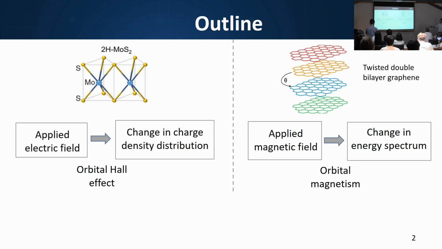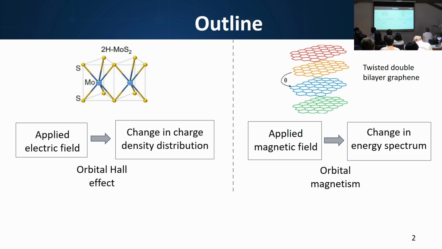So the first one is regarding molybdenum disulfide. And we heard yesterday that this is a material that exhibits orbital Hall effect. And I want to describe another response this material has, in which when you apply an electric field, you induce a change in the charge density distribution. And I want to show that this change in density distribution can be related to the orbital Hall conductivity.